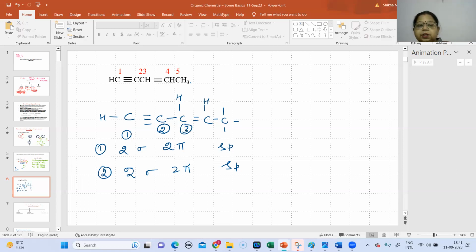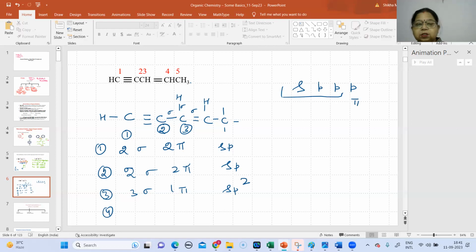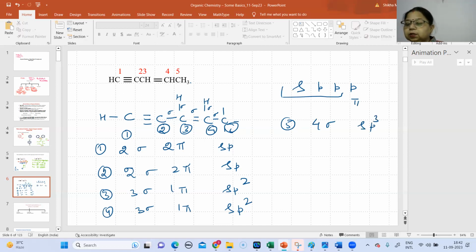The third carbon atom, it has got 1, 2 and 3. 3 sigma bonds are there in the third carbon atom. 3 sigma, 1 pi. That means we have to leave out, out of s, p, p and p, 1 pi bond will be formed here. So what is left for hybridization? That is sp2. If I talk about the fourth carbon atom, this one, again, it is attached to 1 sigma, the second sigma, third sigma. It is again attached to 3 sigma, 1 pi. Hybridization will be sp2. Talking about the last carbon atom, the fifth one, it has got 4 sigma, therefore it will be sp3 hybridization.